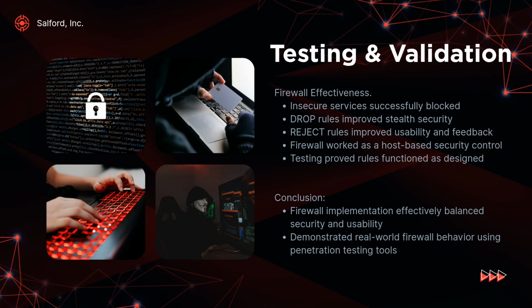The firewall was effective and insecure services were successfully blocked. Drop rules improve stealth and security, while reject rules improve usability and feedback. The firewall works as a host-based security control, and testing proved the rules function as designed. In conclusion, the firewall implementation effectively balances security and usability, and the last one demonstrates real-world firewall behavior using penetration testing tools.